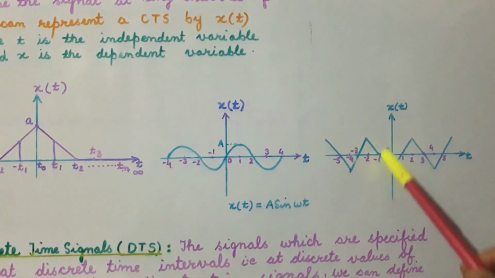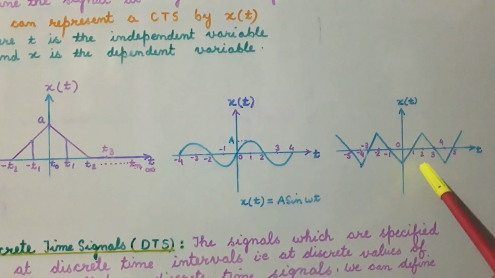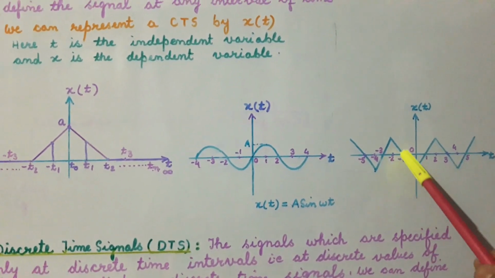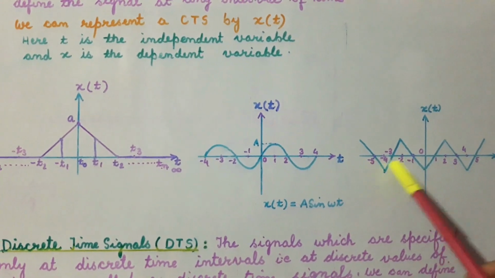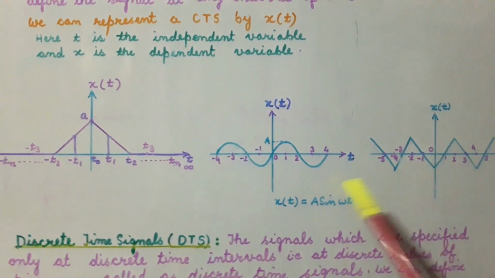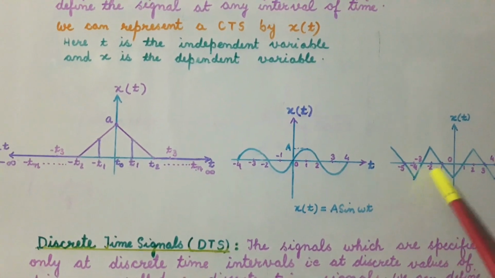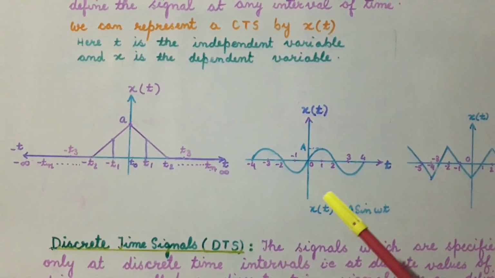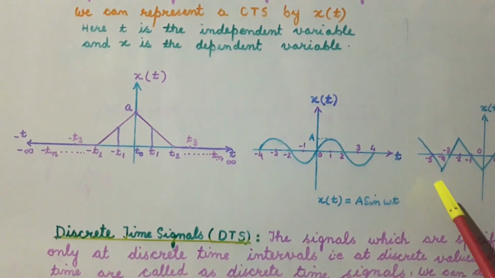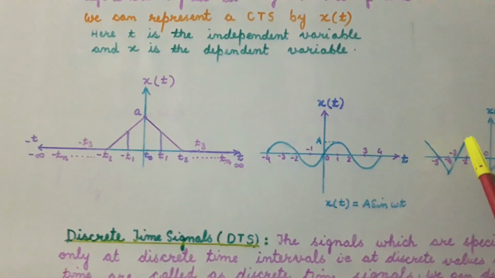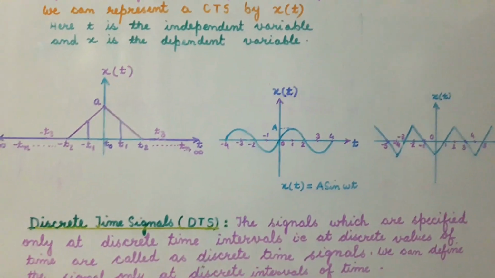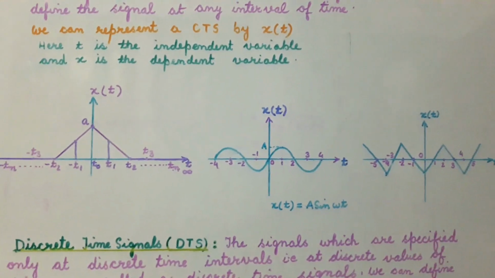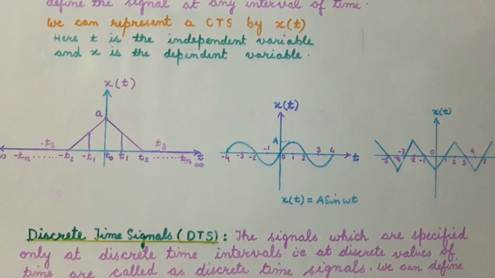Similarly, let us consider this signal which is a triangular wave. Even for this function, it is possible to find out the value of this function x(t) at all the intervals of time t. So, these are examples of continuous time signals. That is, in case of a continuous time signal, we can find out the value of the signal x(t) for every value of time t from minus infinity to plus infinity. So, that is all about continuous time signals.